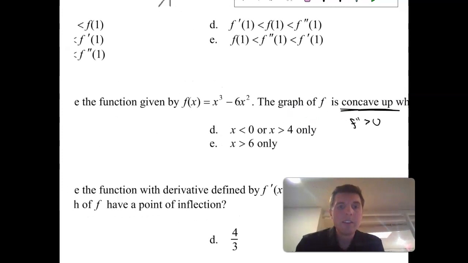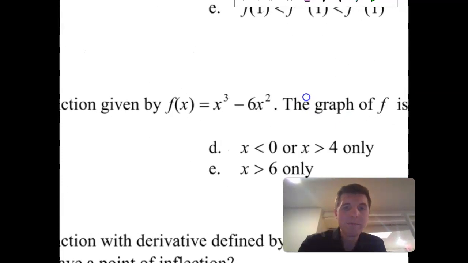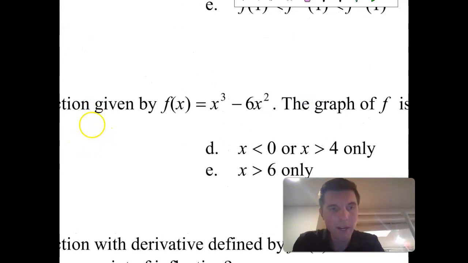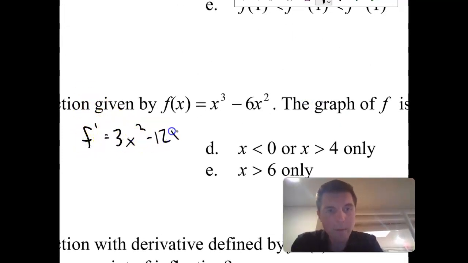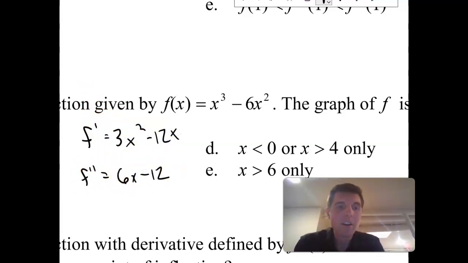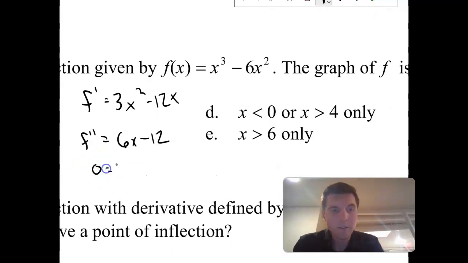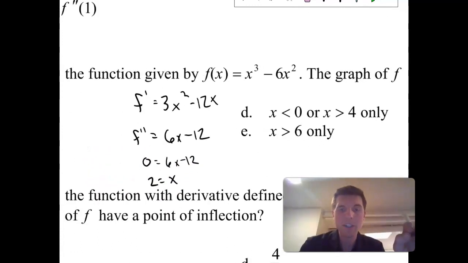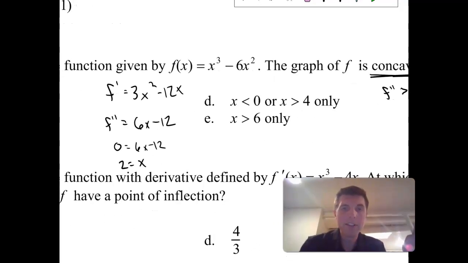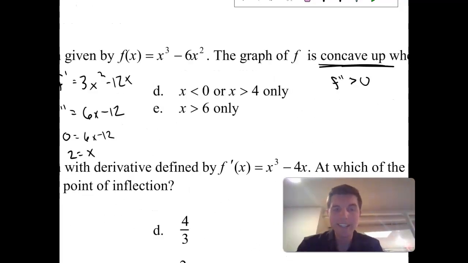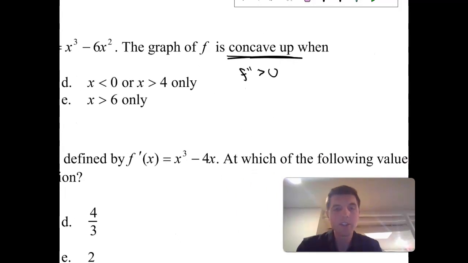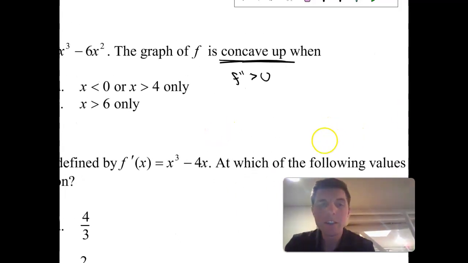Find 2 derivatives, make a sign chart. Here's f prime. I'm going to be a little sloppy because it's a multiple choice question. We can be. So here's f prime, here's f double prime: 6x minus 12. Set that equal to 0. Solve for x. Add 12, divide by 6. So 2 is my only potential inflection point. All these others about 0 and 4 and 6, I think that's if you take 1 derivative. Those are some zeros. But in this case, 2 derivatives. Just use 2.